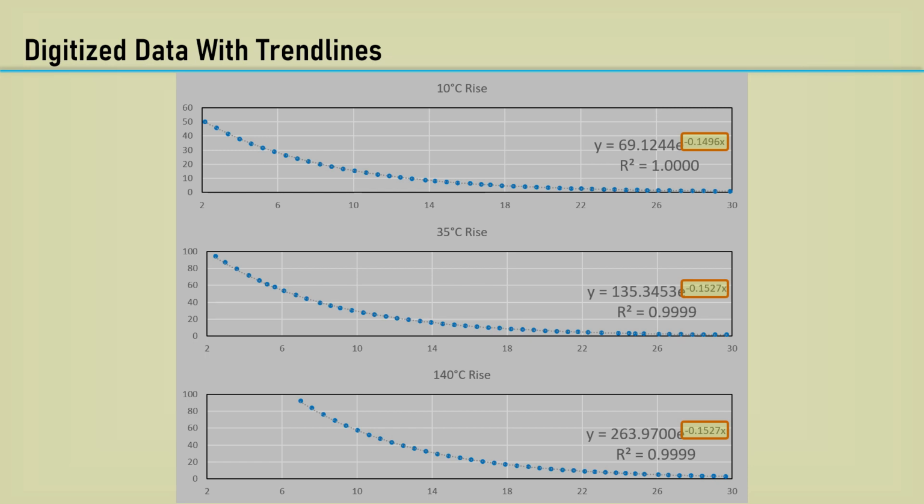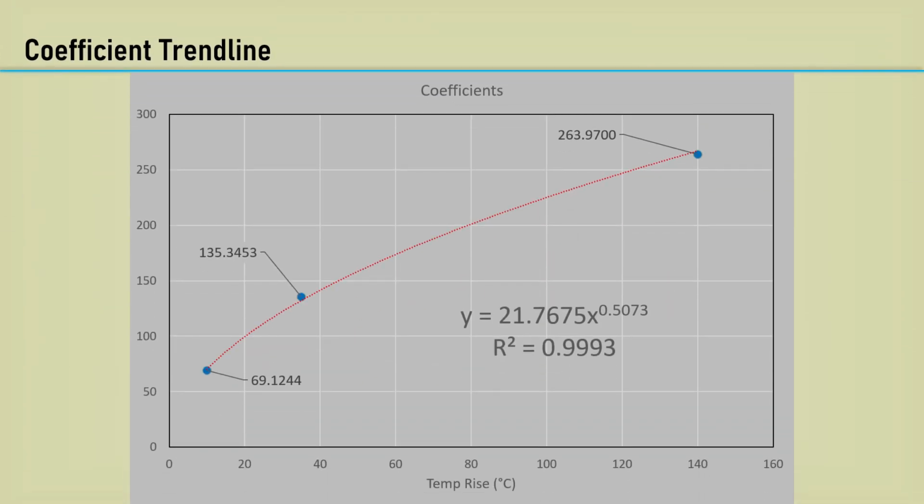We can also observe the coefficients are not linear. Let's go plot the coefficients. Here's the plot for the three coefficients. We only have 3 points to work with, but it's highly correlated to a power function.